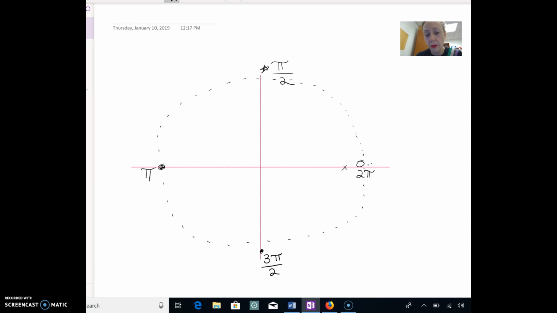We're starting at 0. Pi over 2 is equivalent to 90 in degrees. Pi is equivalent to 180 in degrees. 3 pi over 2 is equivalent to 270 in terms of degrees. And then 2 pi is equivalent to 360 in terms of degrees.